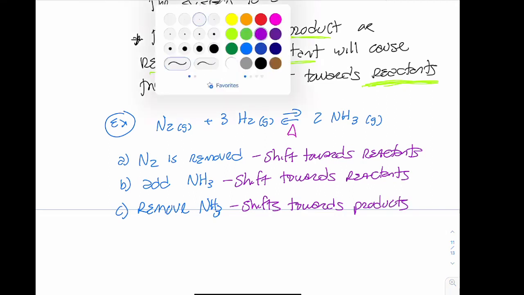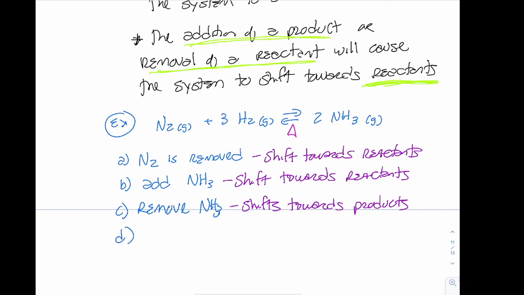And then one other, we can add nitrogen or add hydrogen, same effect. It doesn't really matter. We're going to shift in the same direction for both of those, right? We're making this side too heavy. We have too much of this. We need to decrease it, so we need to shift away from it. Shifts towards products.